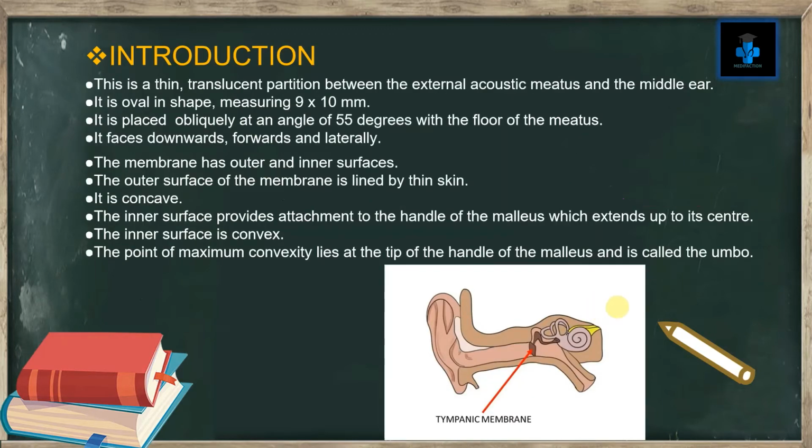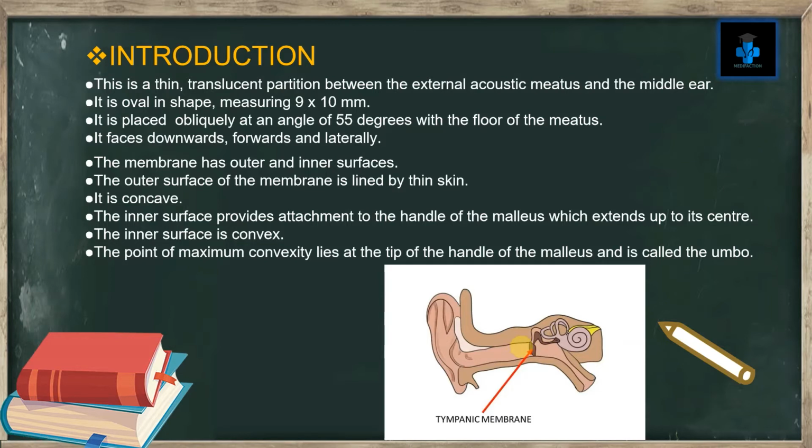Introduction. The tympanic membrane is a thin, translucent partition between the external acoustic meatus and the middle ear. It is oval in shape, measuring 9 by 10 mm. It is placed obliquely at an angle of 55 degrees with the floor of the meatus. It faces downwards, forwards, and laterally.